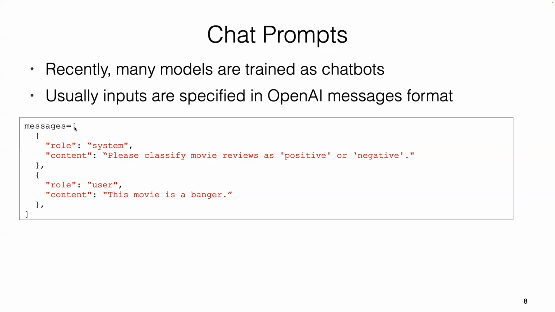So here, instead of text, we have this JSON. And here it says there's this role called the system. This is called the system prompt.